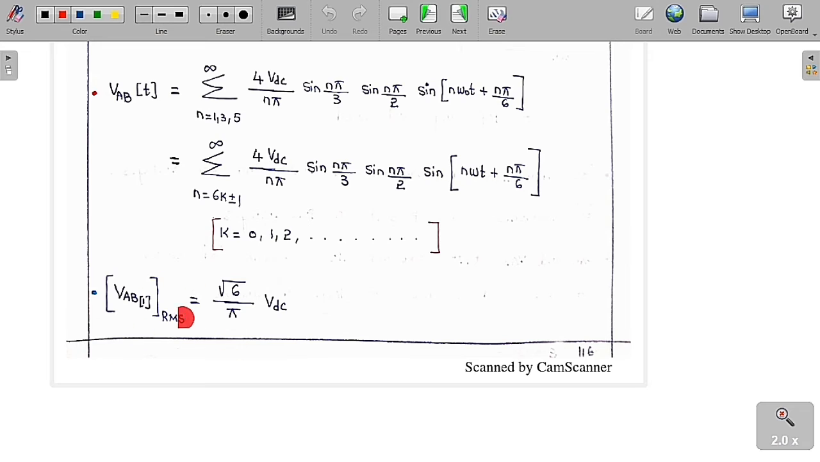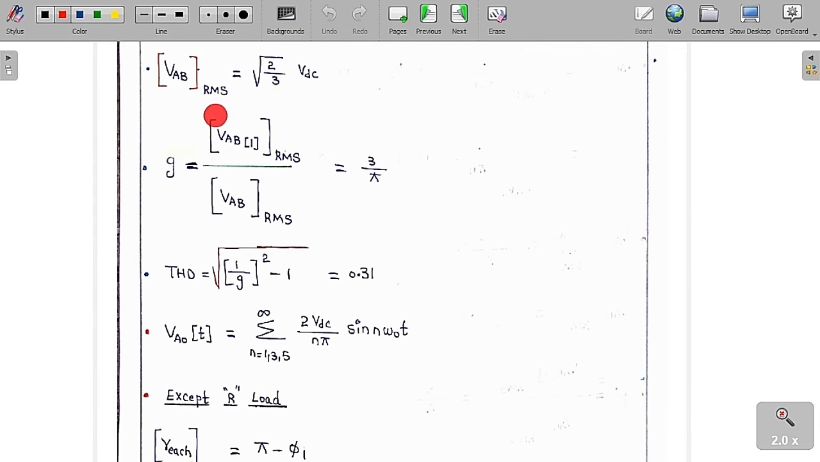Now if I find the fundamental component of the line voltage, the RMS value, if you substitute n is equal to 1 and divide by root 2, we are going to get root 6 by pi into VDC. Now if you want to find the RMS value of the line voltage, we have to look at under root of 2 by 3 into VDC. Therefore the distortion factor of this line voltage is equal to the RMS value of the fundamental component of line voltage by the RMS value of the line voltage. If you know both things, do the division, we are going to get 3 by 5.